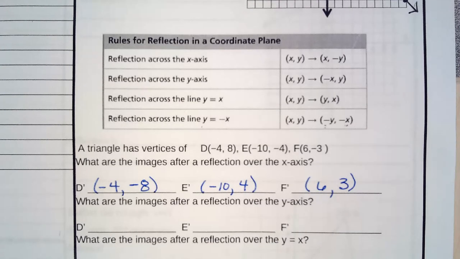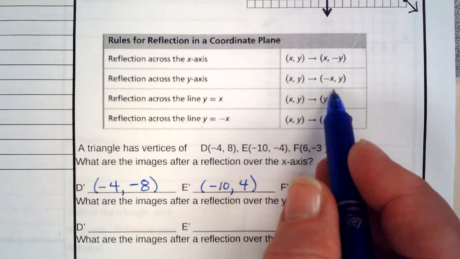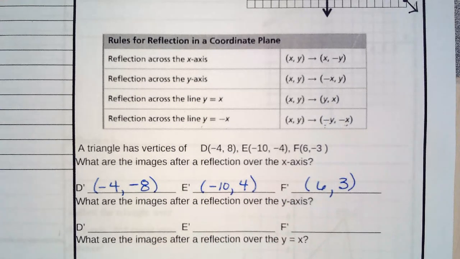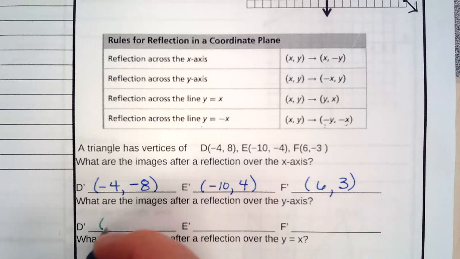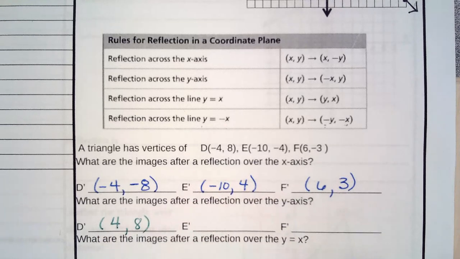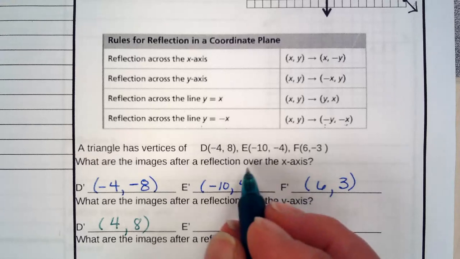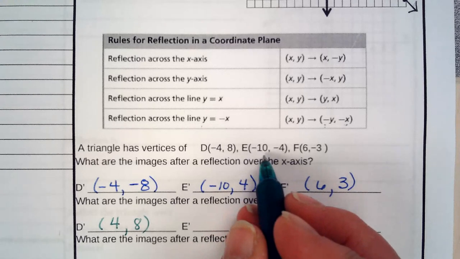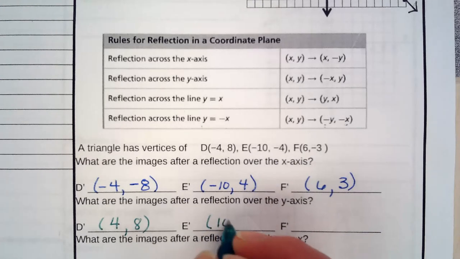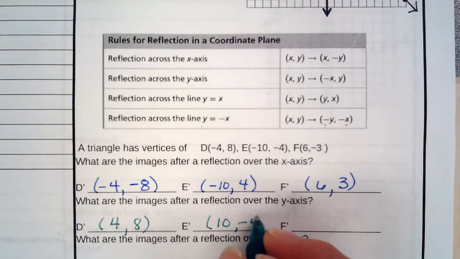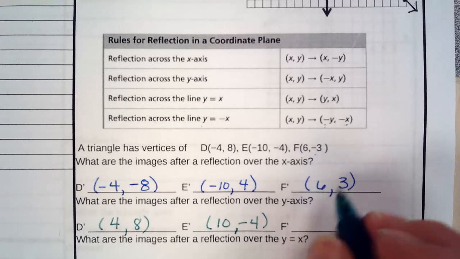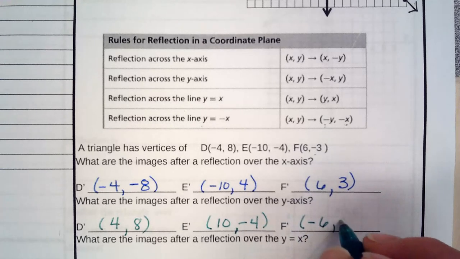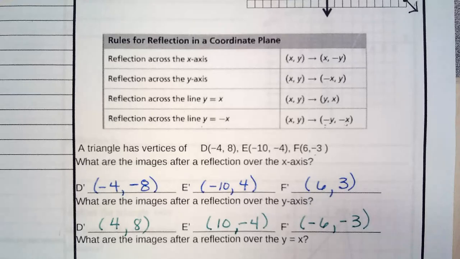Okay, now what happens over the y-axis? If I look up here, across the y-axis, our x becomes its opposite. So if I'm looking at -4, the opposite of -4 is +4. The y value stays the same. For E, the opposite of -10 is +10. The -4 stays the same. And for F, the opposite of +6 is -6, and the y stays the same, -3.